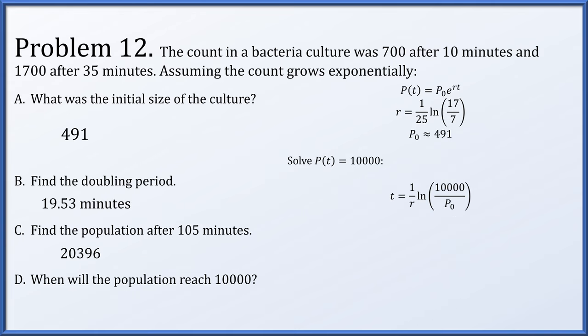All we have to do now is plug in our known values of p-naught and r, and this resolves to 25 times the natural log of 10,000 over 491 divided by the natural log of 17 over 7. Plugging and chugging, when will the population reach 10,000? At approximately 84.92 minutes.